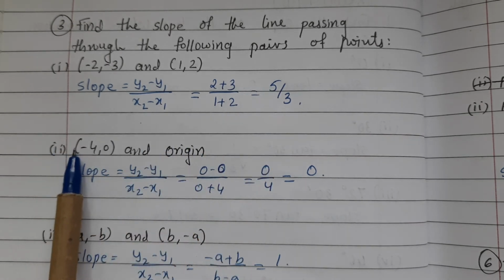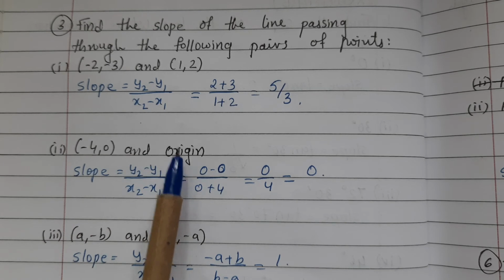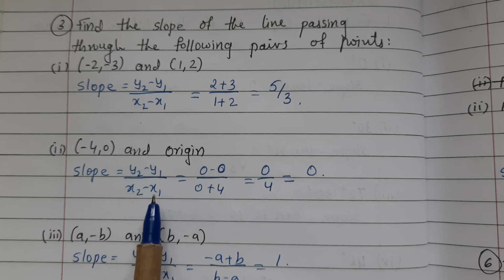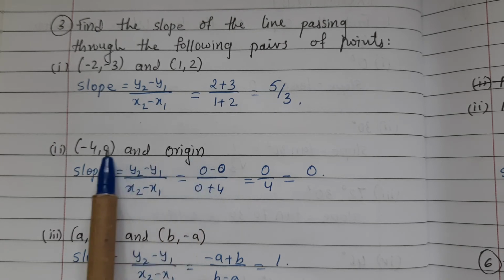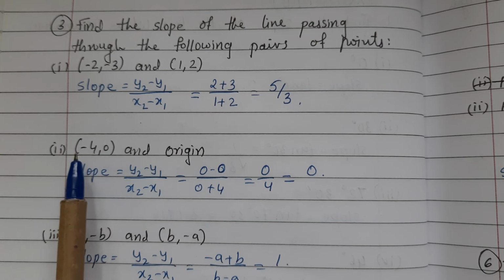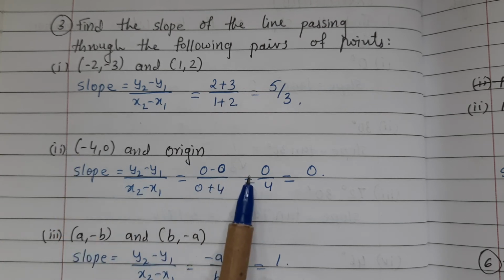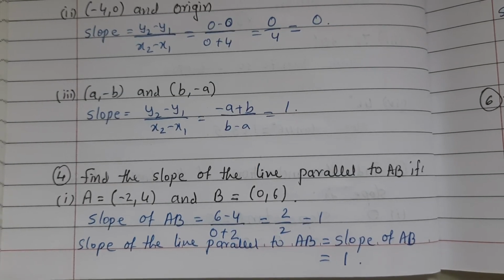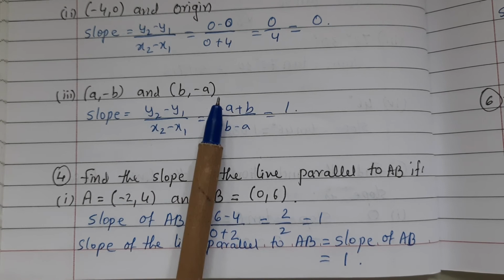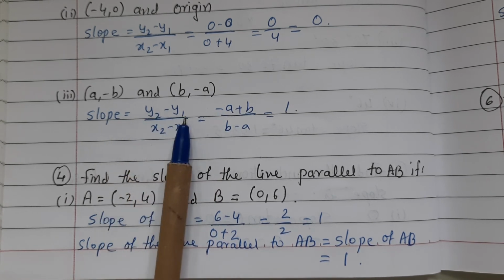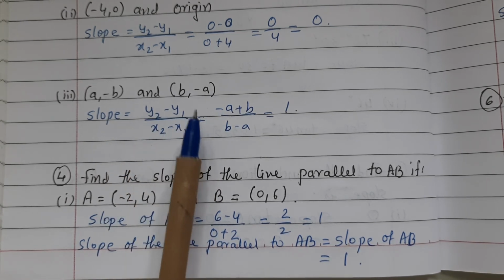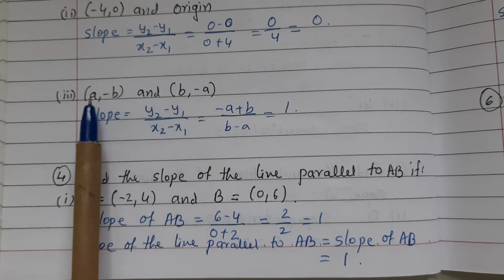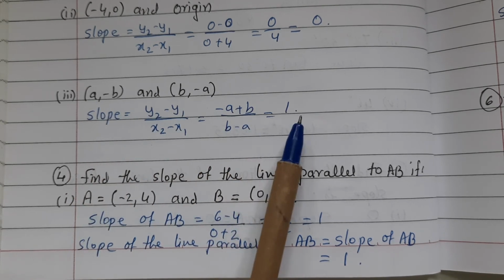Second part, (-4, 0) and origin. Origin is (0, 0). Slope equals (y2 - y1) upon (x2 - x1) equals (0 - 0) upon (0 - (-4)) equals 0 upon 4 equals 0. Third part, (a, -b) and (b, -a). Slope equals (y2 - y1) upon (x2 - x1) equals (-a - (-b)) upon (b - a) equals 1.